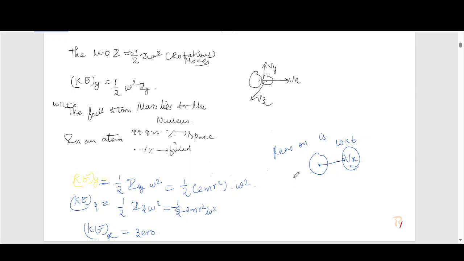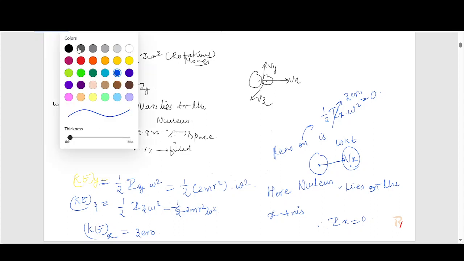Do you understand? Always the nucleus here lies on the x-axis. Therefore, Ix is equal to 0, so half Ix into omega square tends to 0, which gives me 0.